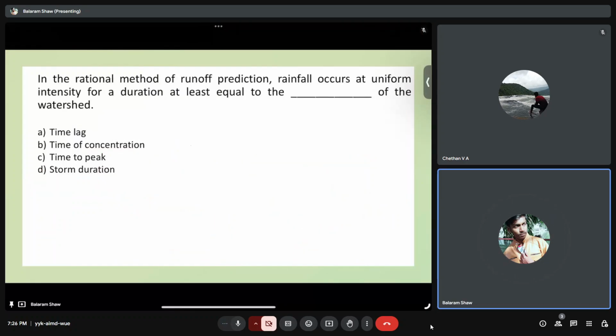Okay. So the first question is on the rational method of runoff prediction. Remember, we write Q = CiA and all. So in the rational method of runoff prediction, rainfall occurs at a uniform intensity for a duration at least equal to dash of the watershed. Anyone might remember this?